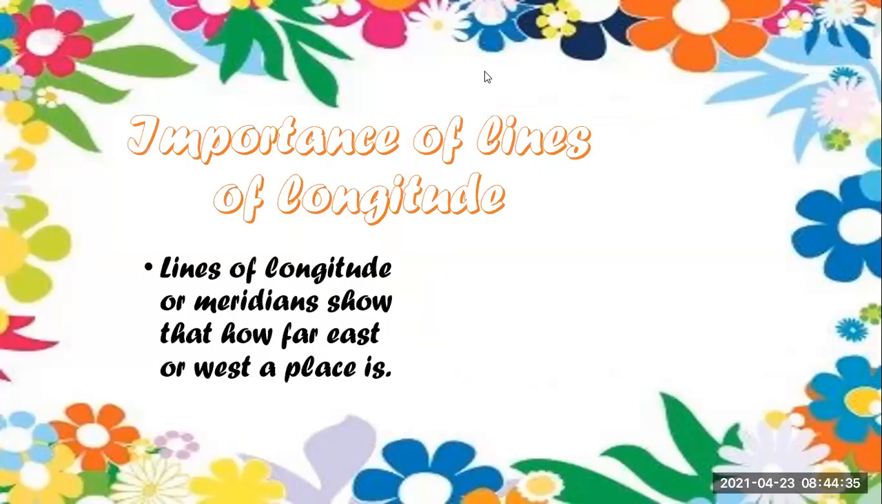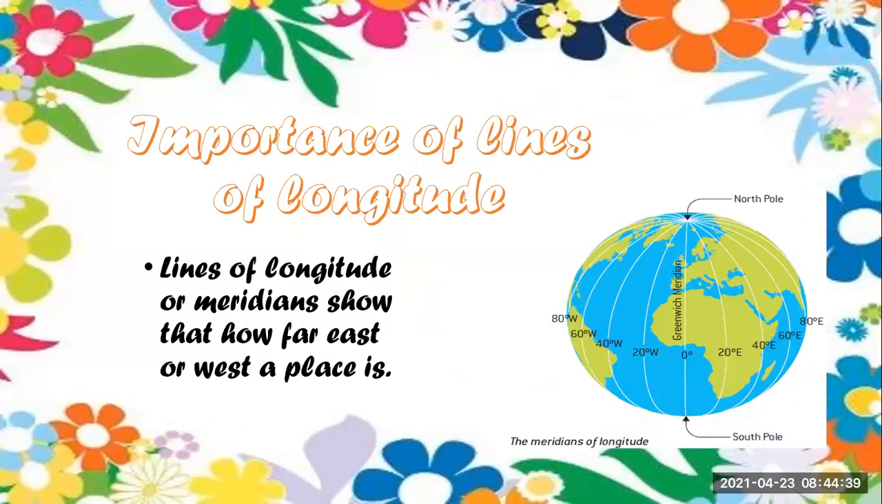Now here comes the importance. Why are these important for us? If we say that these are imaginary lines, why is it important to remember these? These are just imaginary lines. What kind of relation do they have with facts and figures? In the light of facts and figures, we should see that these are very important. Why? Lines of longitude, or the meridians, show how far east or west a place is. For example, here you can see the Greenwich.